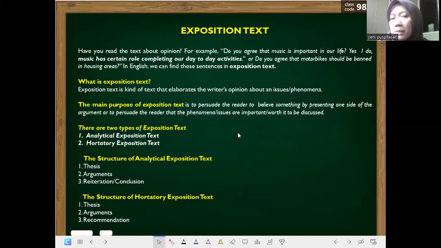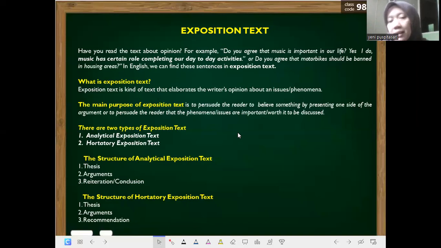The main purpose or social function of exposition text is to persuade the reader to believe something by presenting one side of the arguments, or to persuade the reader that the phenomenon or issue are important or worth it to be discussed. And then there are two types of exposition text. The first one is analytical exposition text, and then number two, hortatory exposition text.